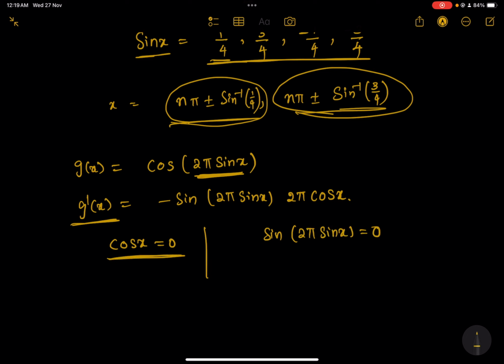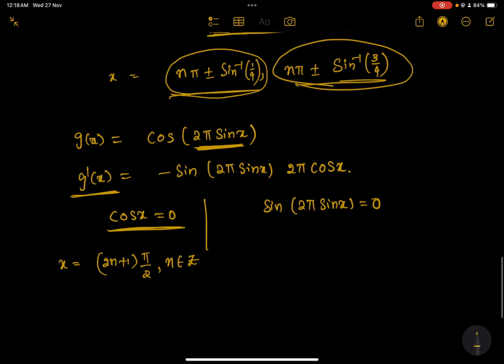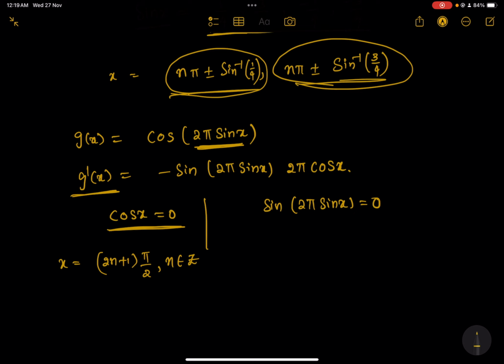When is cos x 0? When x is equal to (2n plus 1) into pi by 2, n belongs to integers. Now let us go to this. When is sin x 0? Sin x is 0 for n pi. So sin theta is 0 for n pi. So 2 pi sin x should be equal to n pi for n belongs to integers. So pi and pi get cancelled. Sin x is equal to n by 2.